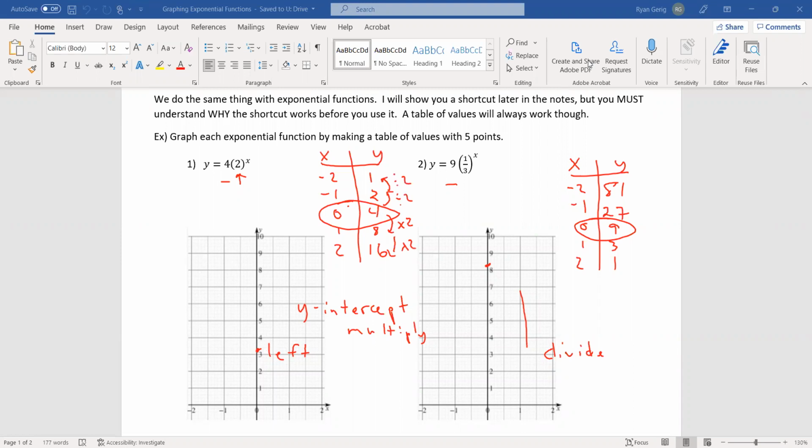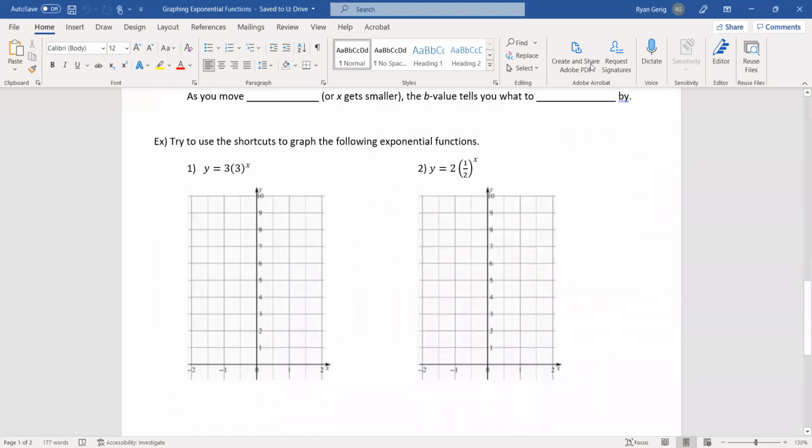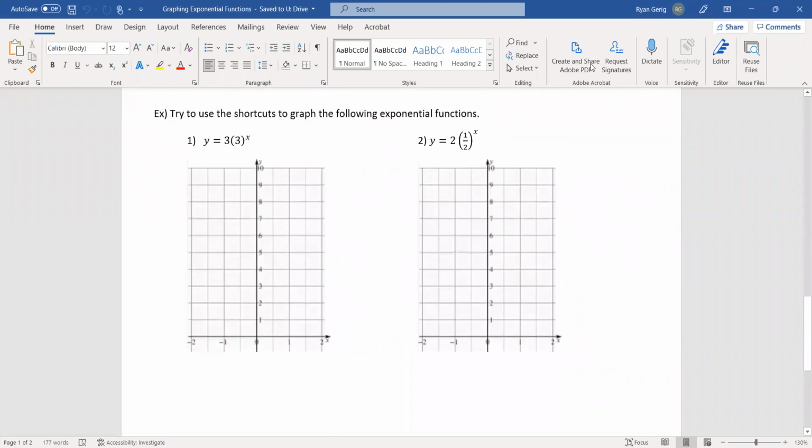On the other one, the b value is 1/3. That means 9 times 1/3. Well, that's the same. Timesing by 1/3 is the same as dividing by 3. Dividing by 3. And dividing by 1/3 is the same as multiplying by 3. It's a little bit tricky there. I can explain that more later, but I want you to see that. All right. That was the explanation of the shortcuts. Now let's apply them to the last two. I'll show you how quick they can be.